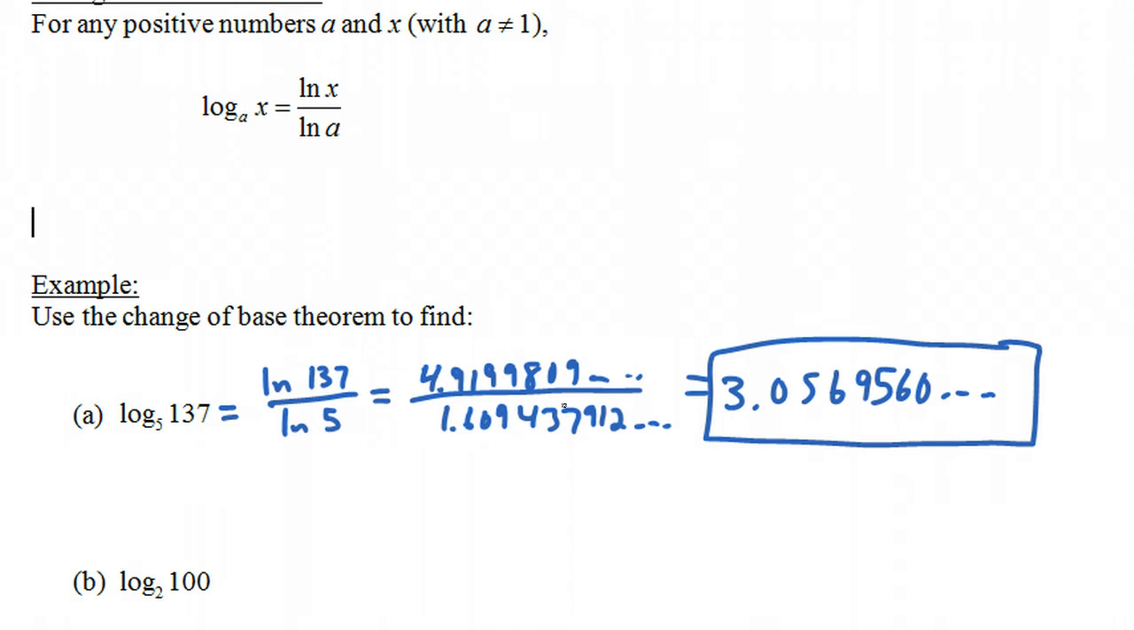Now a lot of times this intermediate step, you don't have to figure out what ln of 137 is and ln of 5 separately. You could just do it in one step on your calculator. Do ln of 137 over ln of 5, and it'll give you this final answer.